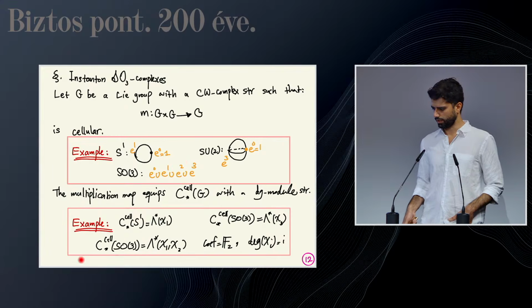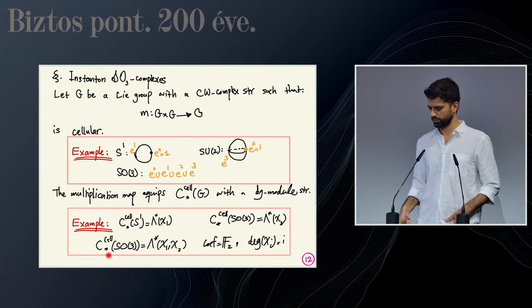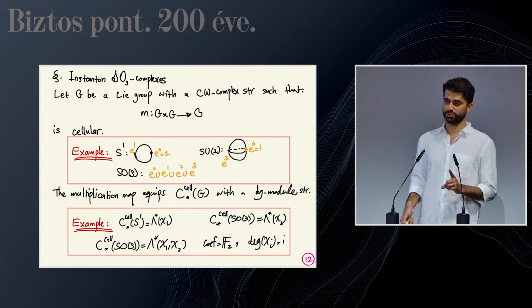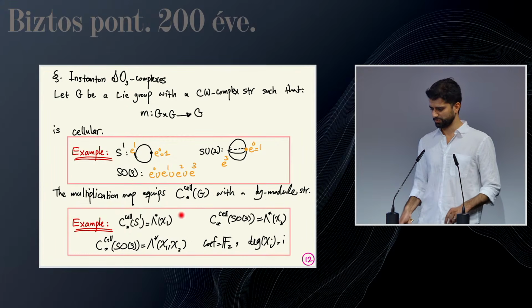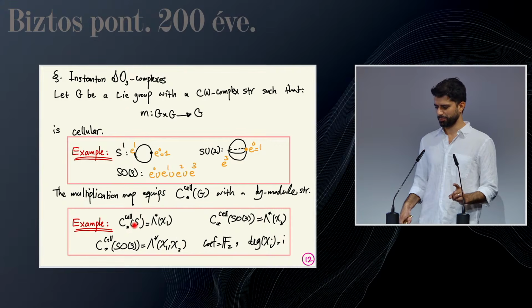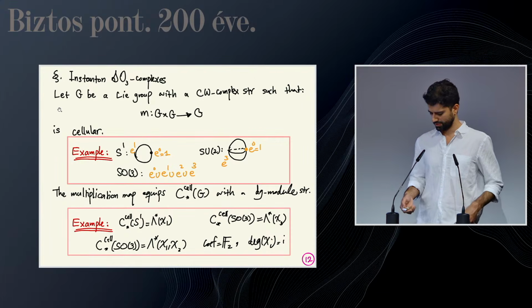And for SO3, you would get something more interesting. Now you would get the exterior algebra in 2 generators. By the way, I'm working with F2 coefficients. So that's one place where F2 and rational coefficients would behave differently, because eventually we want to do some SO3 equivariant instanton homology, and with F2 you have this description, with rational coefficients that's not the case anymore.